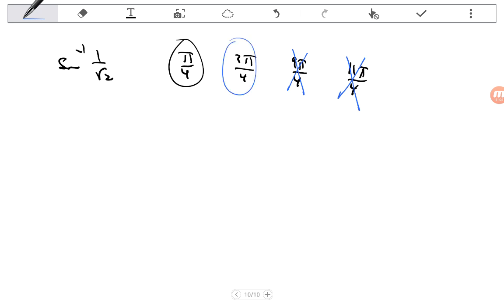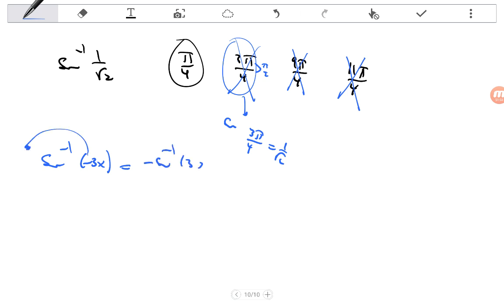What about this one? This is also greater than pi over 2, so this is rejected too. Although the sine of 3 pi over 4 gives you 1 over root 2, is it the sine inverse of 1 over root 2? No. Okay? What is sine inverse of negative 3x? I can take the negative outside, so that will be negative sine inverse of 3x.